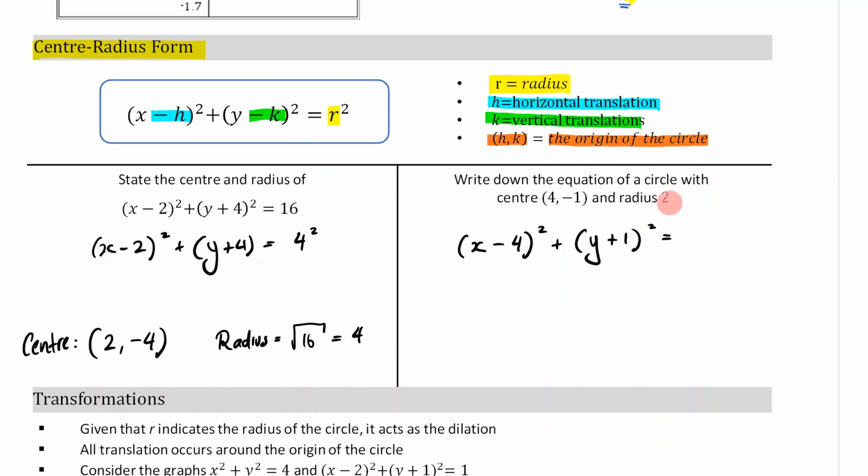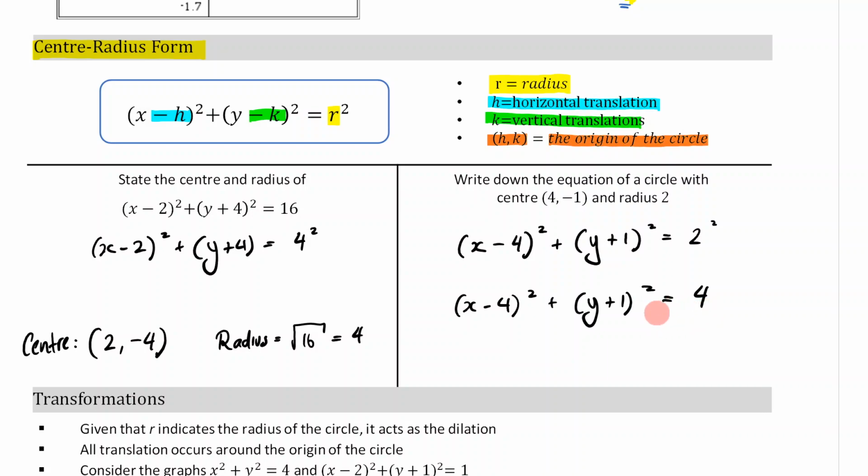And then finally, I have a radius of 2, so I'm going to go 2 squared. So here, you take the radius and you square it. That means my final answer is going to be (x - 4) squared plus (y + 1) squared is equal to 4. And just like that, I've answered this question.